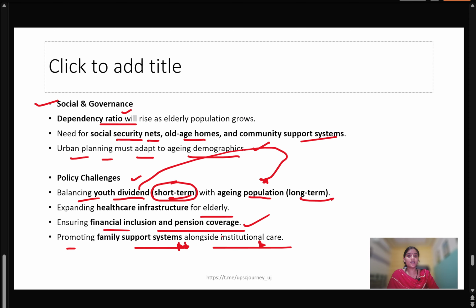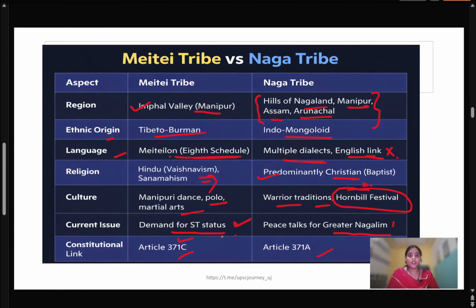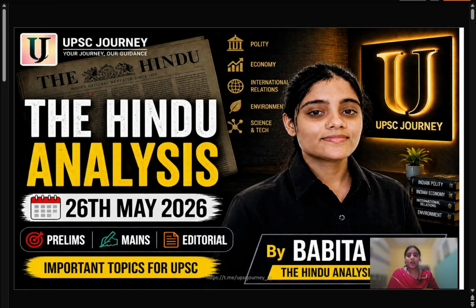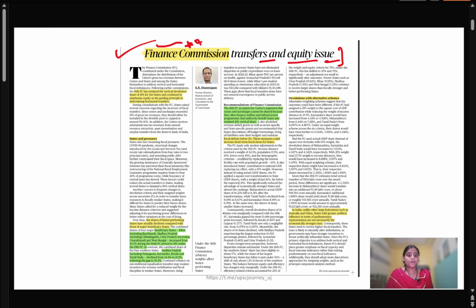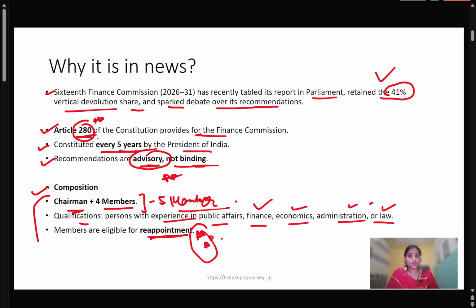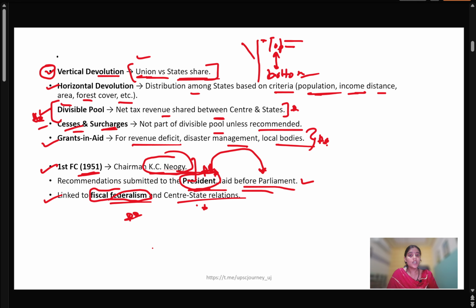So this is about today's session. Let's do a recap. So first we have seen about Finance Commission. After that, we have seen how Finance Commission is constituted under Article 280, every 5 years, advisory in nature, 4 members, reappointments. After that, we have seen distribution of shares between center and state, and then first Finance Commission.